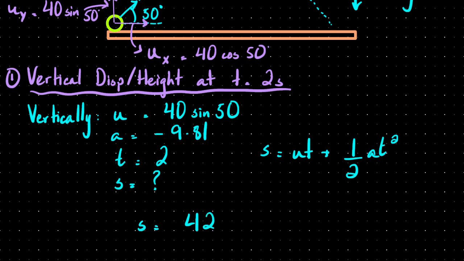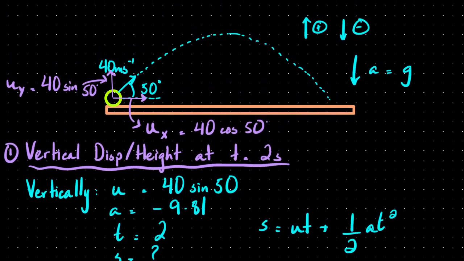So 42 meters, correct to 2SF, right? And since this is positive, this means that we are upwards of where we started out from, and this is pretty basic to see. At no point in our journey do we actually go below the starting point. So we must be at some position here like this.